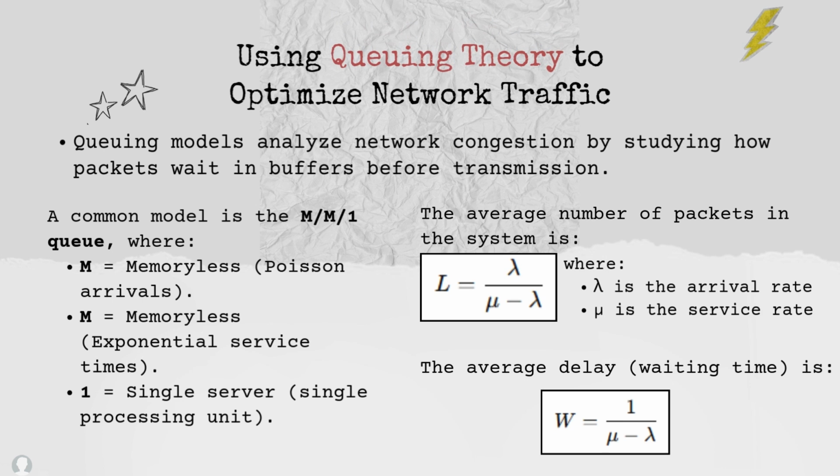Let's now move on to queuing theory and how it helps optimize network traffic by managing congestion efficiently. Queuing models analyze network congestion by studying how packets wait in buffers before being transmitted. This helps in understanding delays, packet loss, and network efficiency.